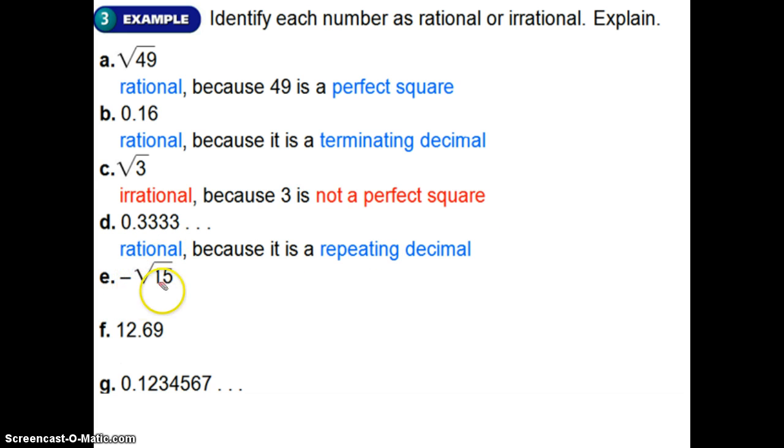The next one, negative square root of 15. Well, I already know that 15 is not a perfect square, so I don't even care about this negative. I already know I'm taking the square root of a non-perfect square, so it's irrational. And why? Because 15 is not a perfect square.